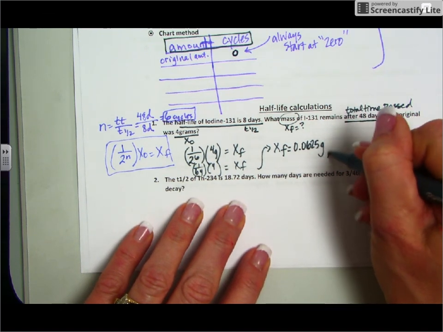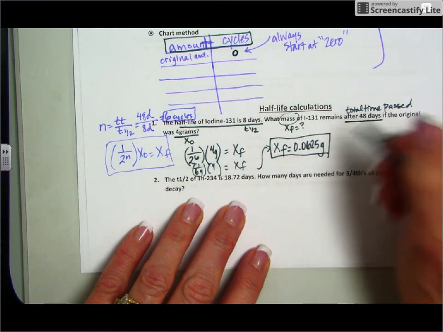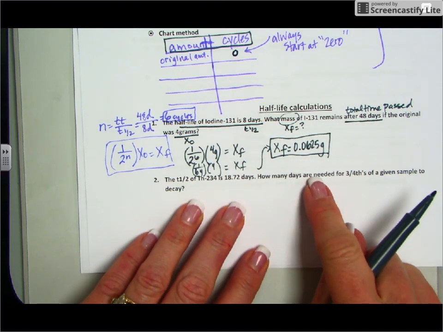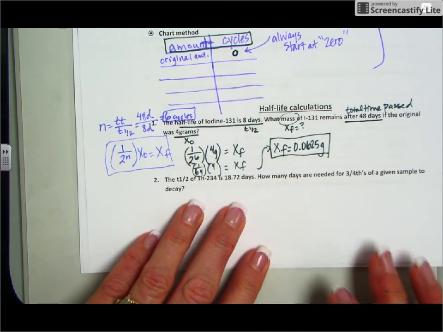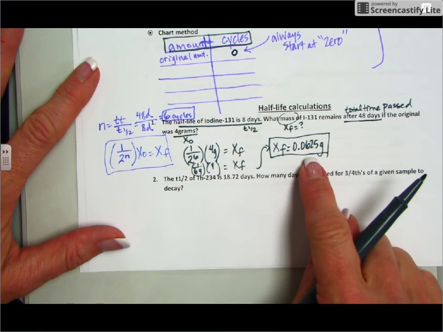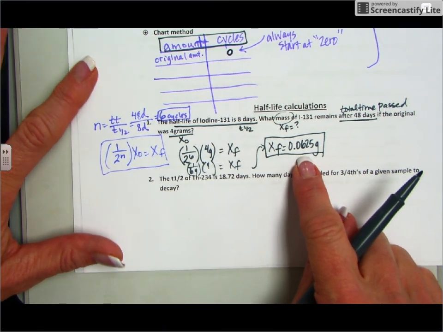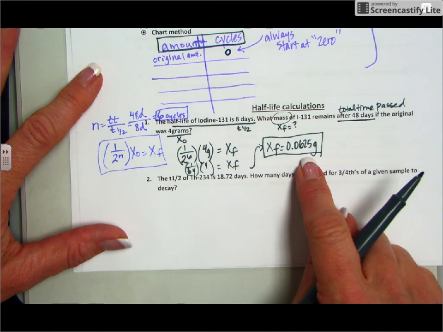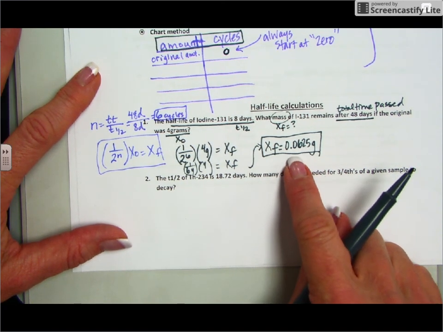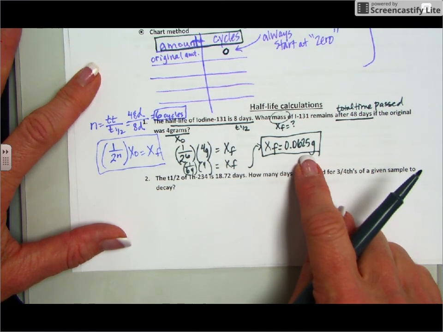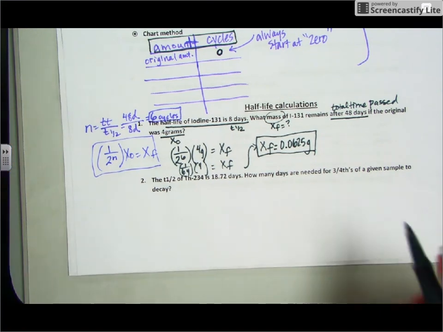0.0625 grams. Now, on these particular kinds of problems, since we're going to typically be dealing with very, very tiny answers, I'm not going to worry so much about sig figs. So just give me your answer, whatever your calculator tells you. So mine tells me 0.0625 grams. All right, so that's using the formula method.